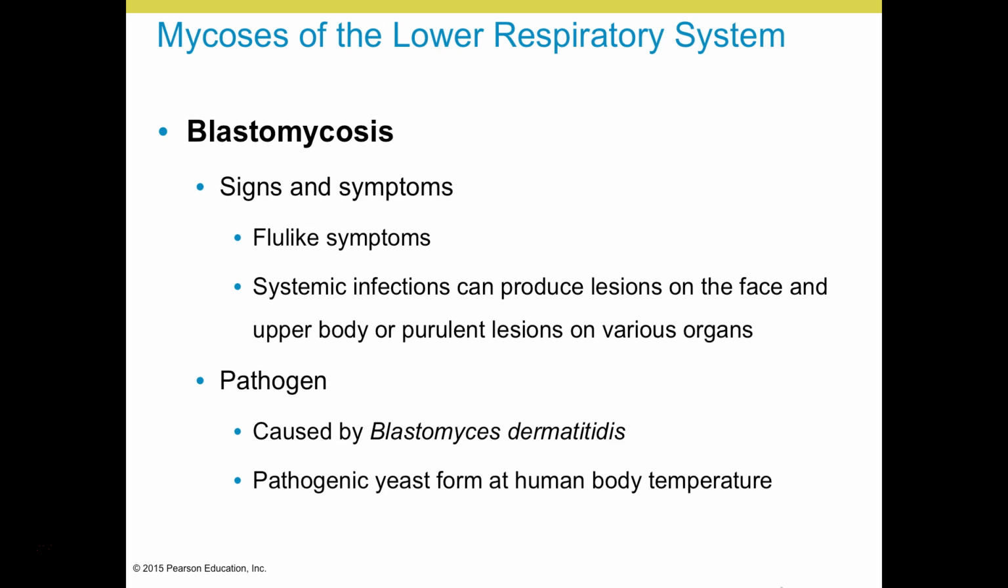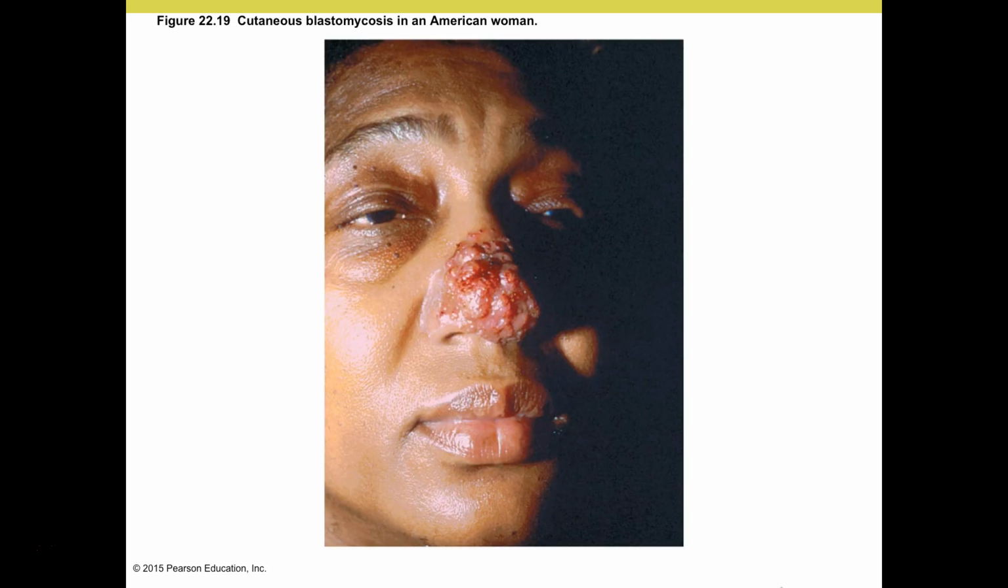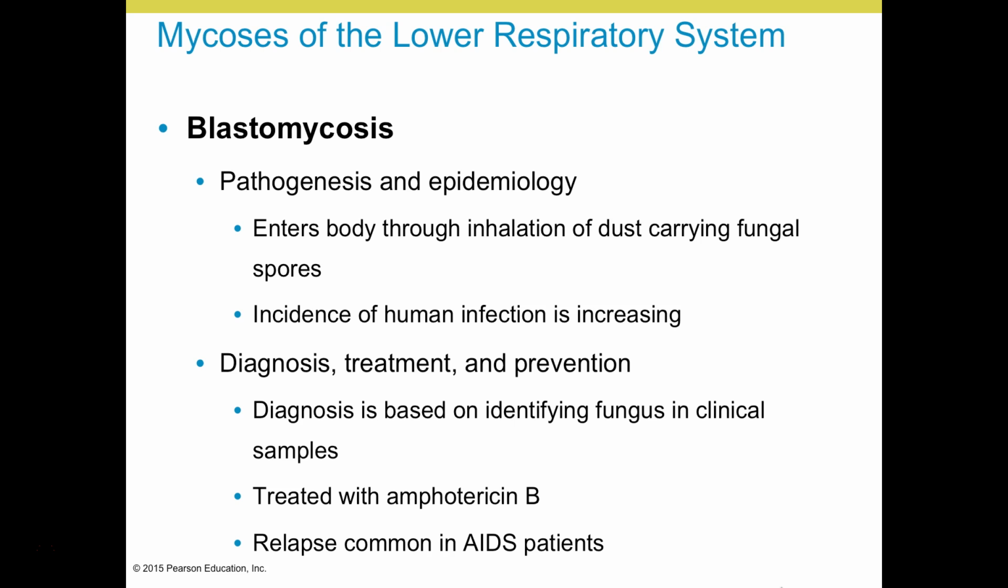Okay, another mycosis of the lower respiratory system is blastomycosis. It looks like the flu, or it feels like the flu rather. It could be systemic, and it's caused by the fungus known as Blastomyces dermatitidis because it actually affects the skin. As you can see right here. How does it enter your body? Through inhalation, okay, with the dust. And as you inhale the dust, you actually have the spores from the fungus. And it is diagnosed again by looking at the fungus in clinical samples. It is also treated with amphotericin B, and it is known to relapse in AIDS patients.